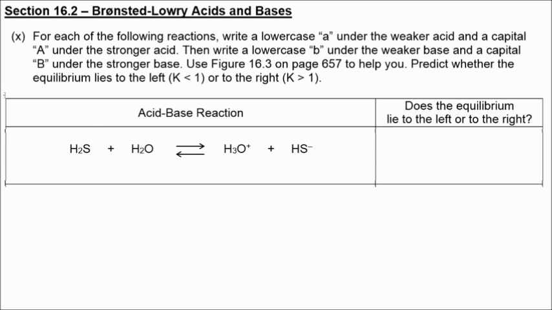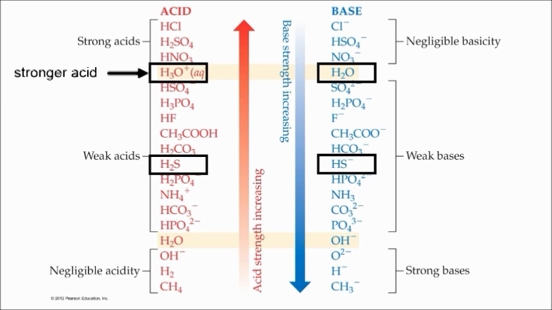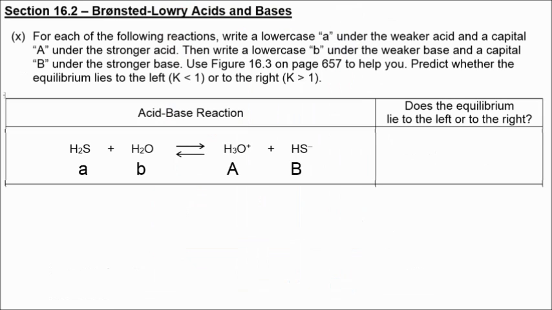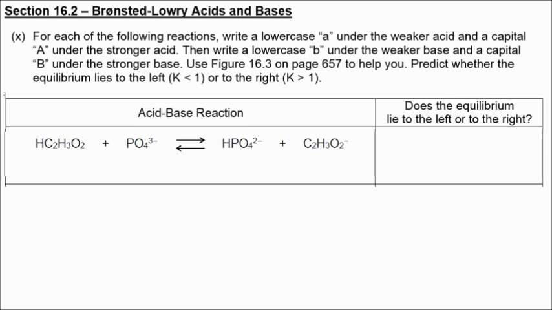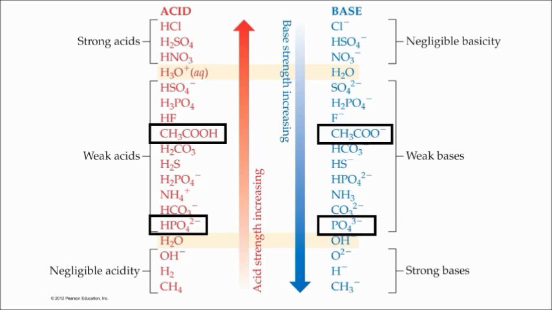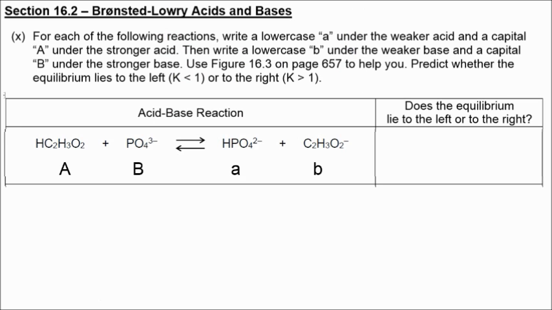Now we're comparing the acidity of H2S and the hydronium ion. The hydronium ion is a stronger acid. HS- is the stronger base. Once we identify with capital A and capital B, this equilibrium would lie to the left. And then finally, the stronger acid between acetic acid and HPO4 2- is that acetic acid is the stronger acid and phosphate is a stronger base. So capital A and capital B, this equilibrium would lie to the right.